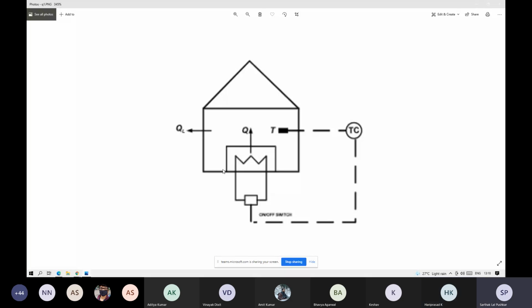So this is the diagram of the question. I hope this is clear. As you can see, the control variable will be the temperature of the home, the interior temperature of the home, and the manipulated variable will be Q, that is the heat from the furnace, and the disturbance variable will be QL, that is the heat loss to the surroundings.